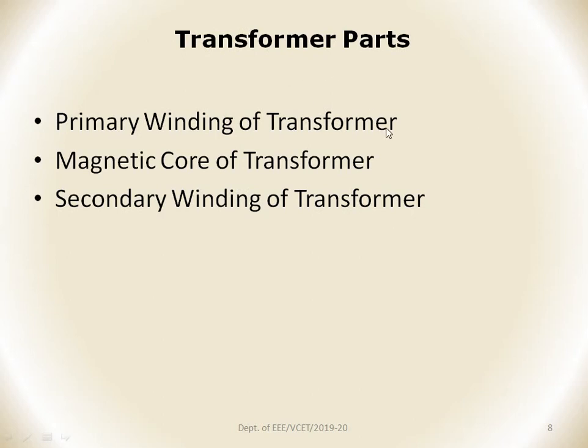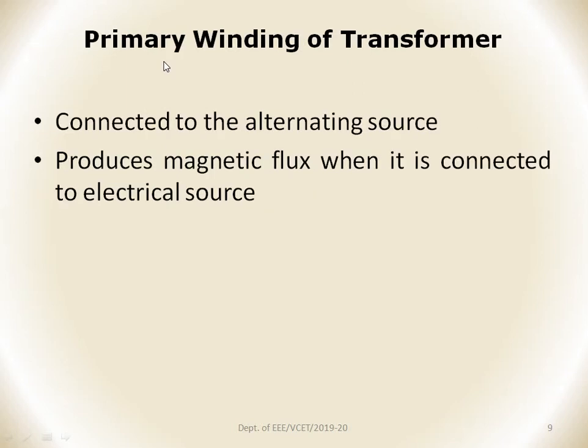The transformer can be divided into three important parts. One is called the primary winding, another is called the core, and this core creates the magnetic circuit, hence we refer to it as the magnetic core, and the third one is called the secondary winding of the transformer.